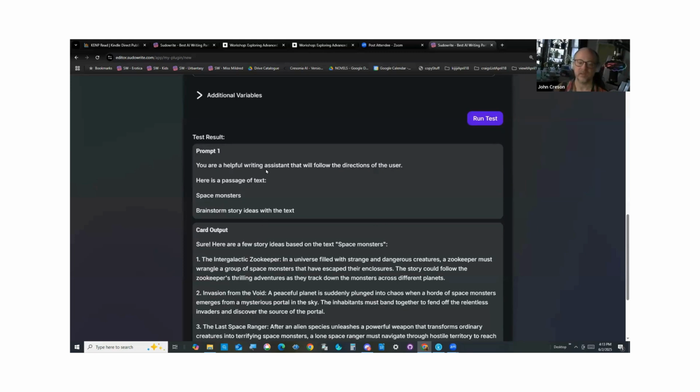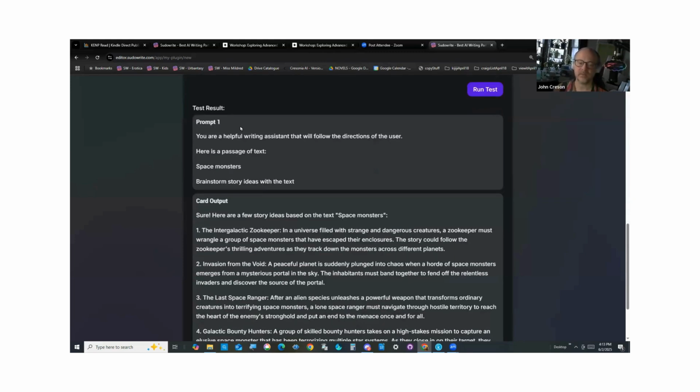You'll see what it does is it shows you two cards. One is the prompt and the other one is the card output. So the prompt starts with, "You are a helpful writing assistant that will follow the directions of the user." You didn't write that. That was part of the basic plugin stuff.